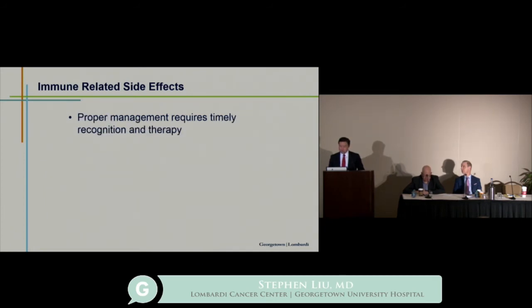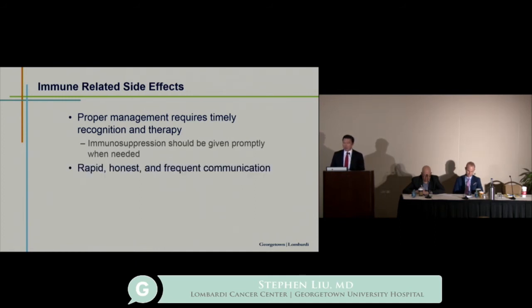Proper management for immune-related side effects really requires timely recognition and therapy. Immunosuppression, if it needs to be given, needs to be given quickly. Rapid, honest, and frequent communication is important. Again, I can't stress enough, if you're noticing a severe toxicity, that's not something that can wait 2 or 3 weeks. What I find is more and more patients are increasingly considerate and worry that their doctors are very busy, they don't want to bother them. This is something I want to be bothered with immediately.